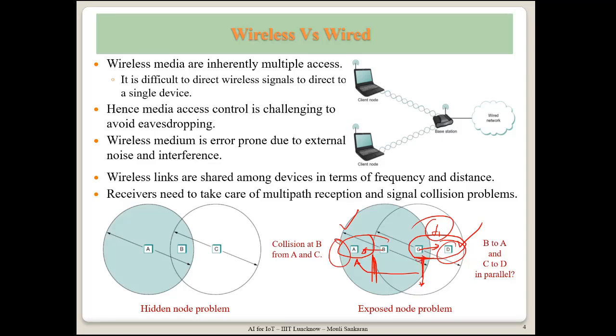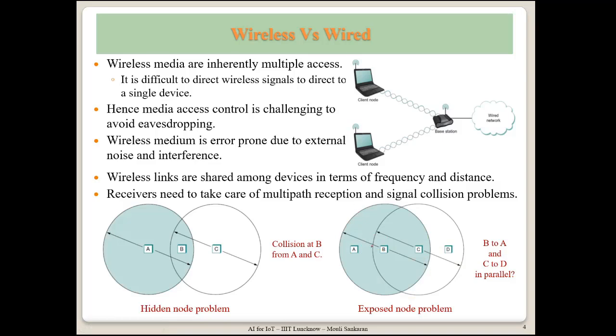Even if the transmitter is seeing the collision, the receivers are not seeing the collision, because what D is transmitting is not reaching A, what B is transmitting is not reaching D. Sorry, not D is transmitting, C is transmitting. Let me explain again in case you have not understood.